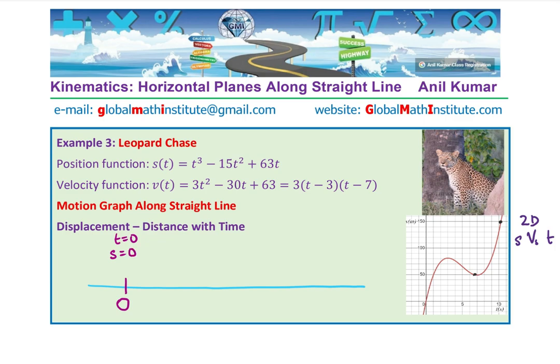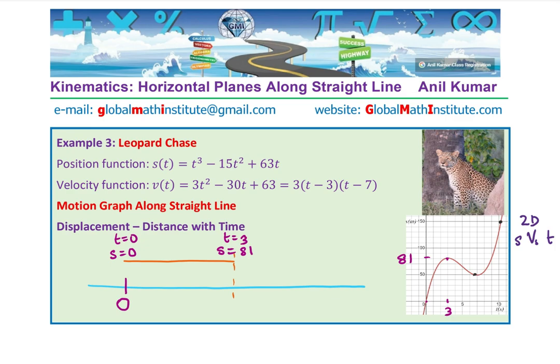So what is happening here? This is 0. The object moves in forward direction for the first 3 seconds, and the maximum distance covered is 81. So the object goes, let me draw it in a different color, it looks nice, right? Up to this point. Here, time t is 3 seconds and the displacement is 81 meters.